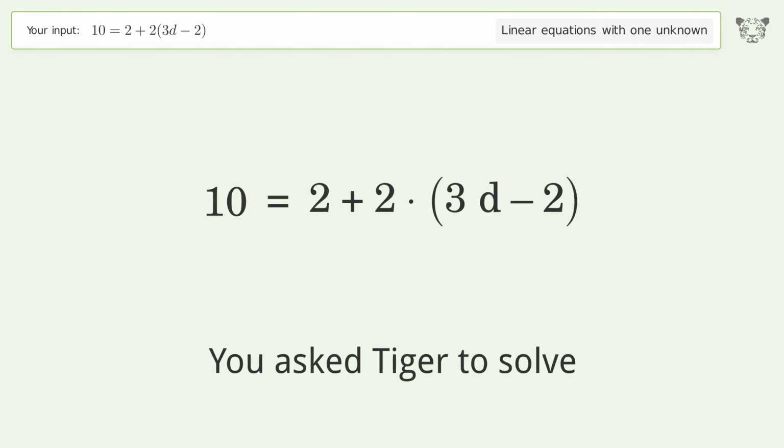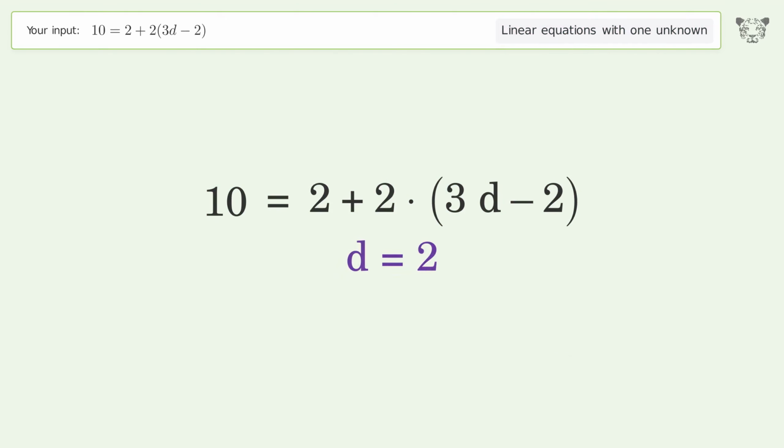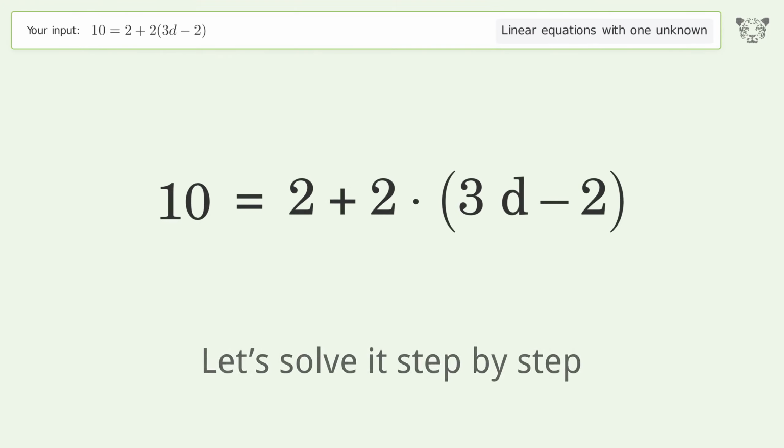You ask Tiger to solve this. It deals with linear equations with one unknown. The final result is d equals 2. Let's solve it step by step.